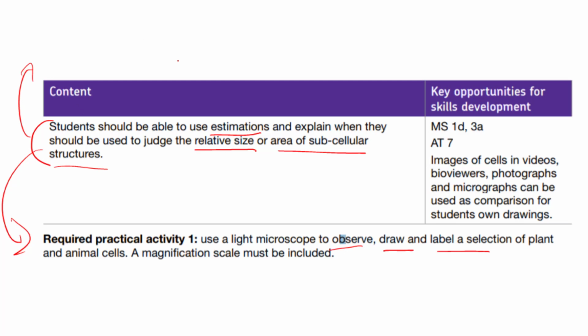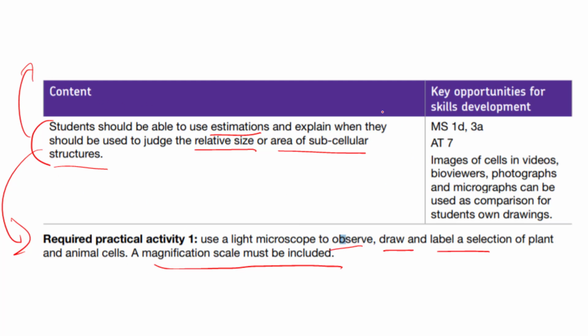Hello guys, today we're going to be talking about the required practical activity 1, and we'll be able to observe, draw and label a selection of plant and animal cells. A magnification scale must be included. Okay, so what does this mean? When you do your required practical, you must include this magnification scale, and I'll go through the steps of how you should go about it when you're doing the practical.